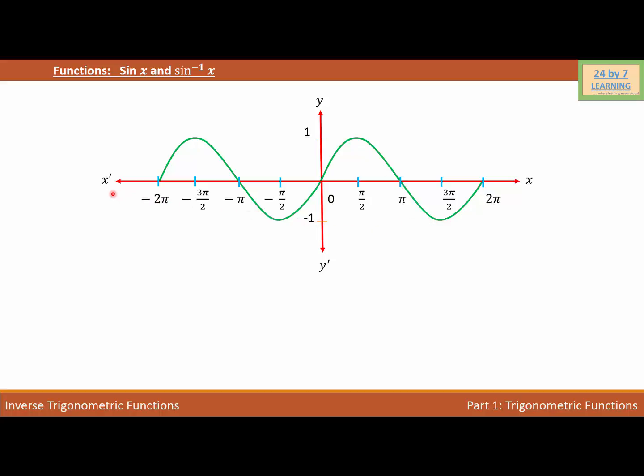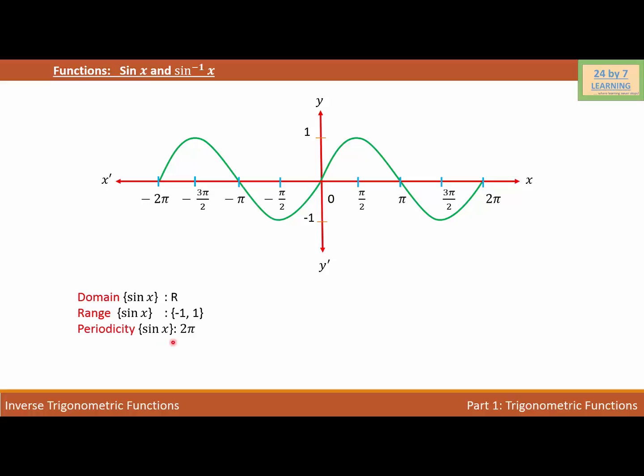We can consider all the values on the x-axis for which the sine is defined. So technically, we can say that the domain of the function sine is the real numbers, which means all the values from negative infinity to positive infinity, and the range of the sine is negative 1 to 1, because the minimum value of sine is negative 1 and the maximum value of sine is 1.